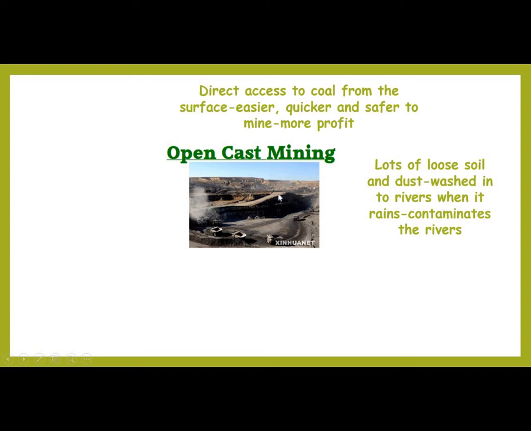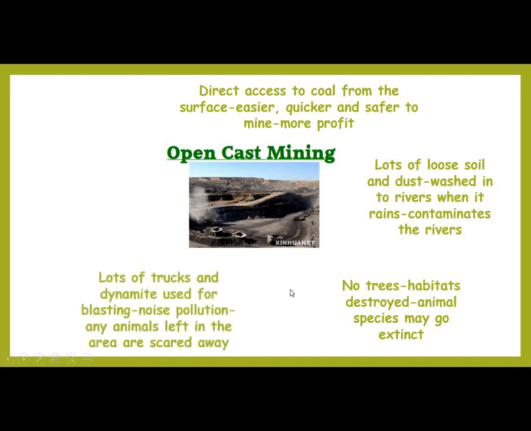However, there's a lot of loose soil and dust, as you can see. So as soon as it rains, that gets washed into the local rivers and it contaminates the water supply for fish, for animals and for people. You've also destroyed a massive area of habitat, and that could mean that species might go extinct in this area because they've got nowhere to live.